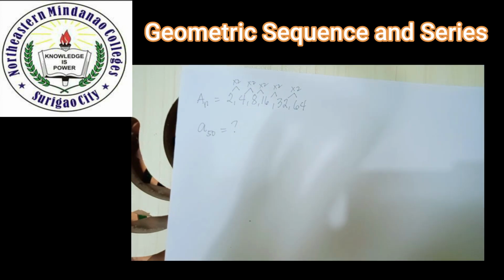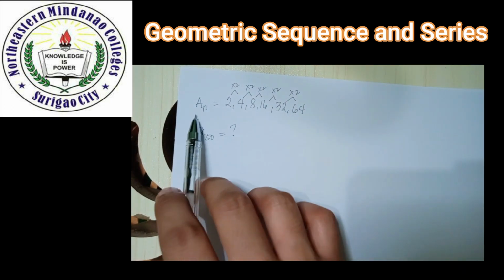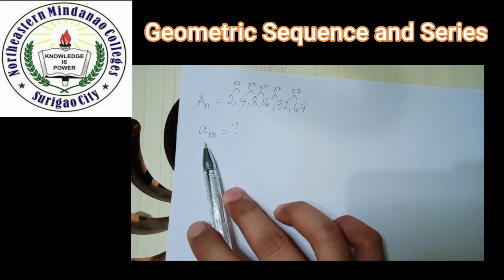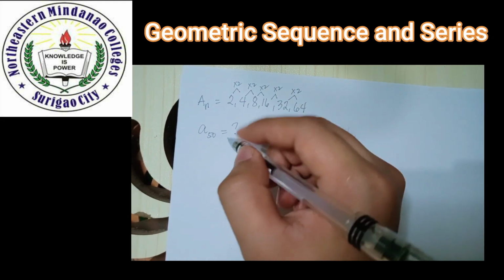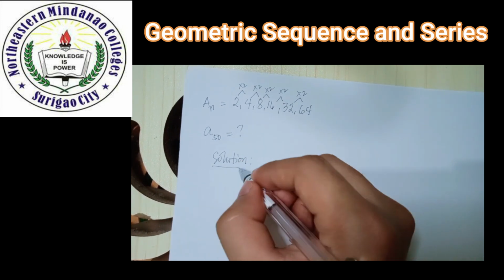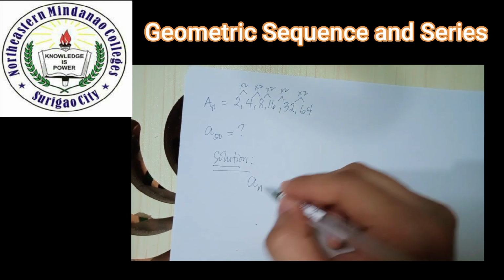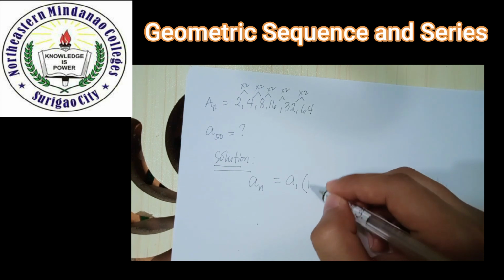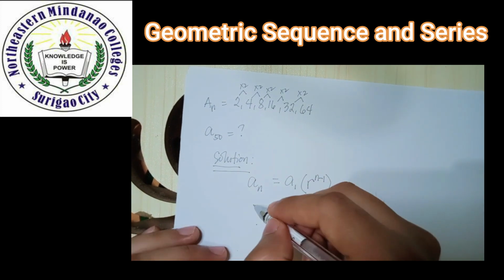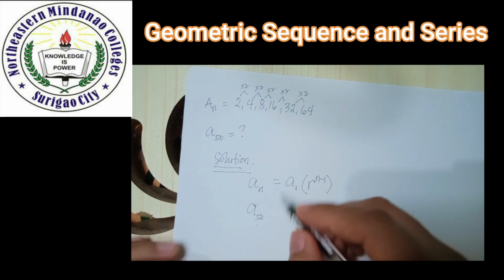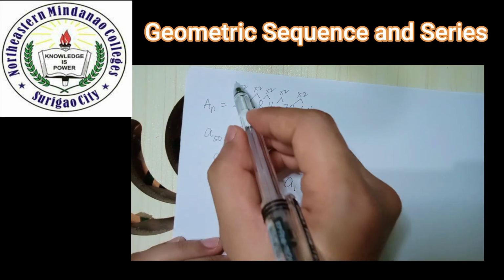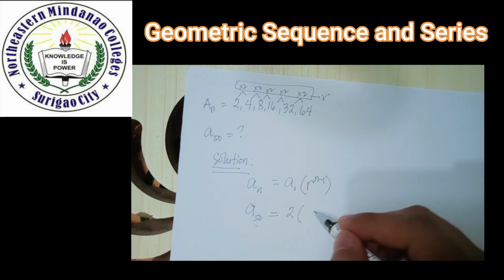Okay, so let us answer our problem now. This is the given geometric sequence, and we are asked to find the 50th term, or A sub 50. As we introduced earlier, the formula is A sub n equals A sub 1 times the common ratio raised to the power of n minus 1. Our A sub n is A sub 50. Our A sub 1, the first term, is 2, times our R, the common ratio, which is 2.